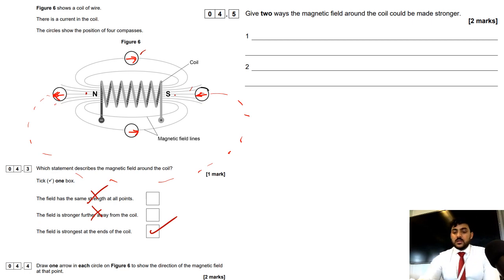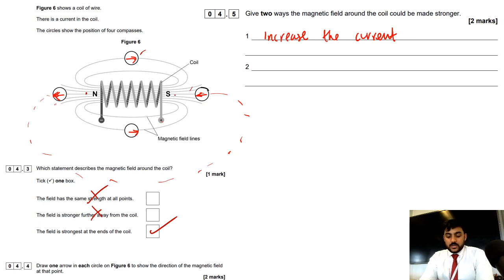Give 2 ways a magnetic field around a coil could be made stronger. There's 2 ways. You see these plus and minus signs, well, that shows that there is electricity passing in that coil of wire. There's current in that wire. If I increase the current, there's going to be a stronger magnetic field.